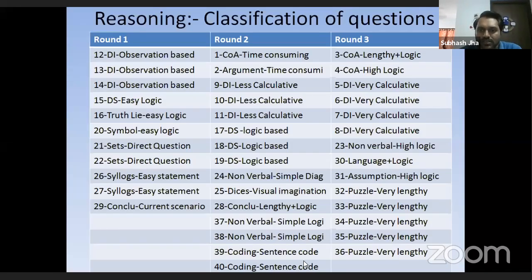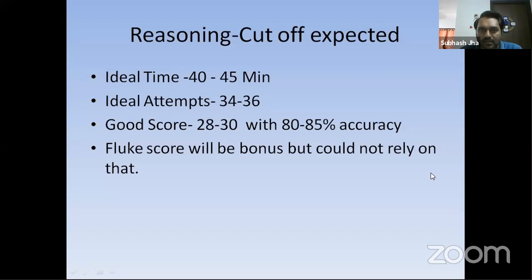Now, without taking much of your time, I'll just tell you the expected score in this reasoning section for this mock NPAT. I believe 40 to 45 minutes is the ideal time that you should spend on this reasoning section, and ideal attempts would be 34 to 36. Out of 34 to 36, if you maintain even 80% accuracy, you'll be able to score 28 to 30. So 28 to 30 here and 22 to 24 there. Both together will definitely be 50. So out of 80 questions, you have to answer 50 questions correctly. Again, the same point: do not rely on fluke.